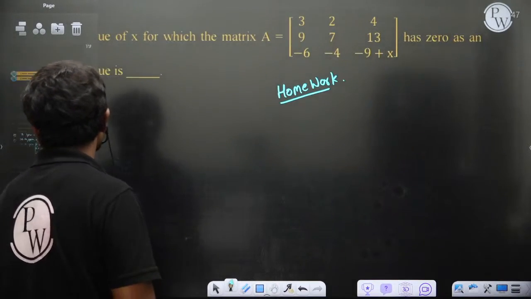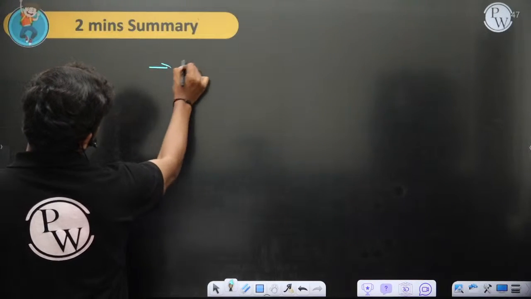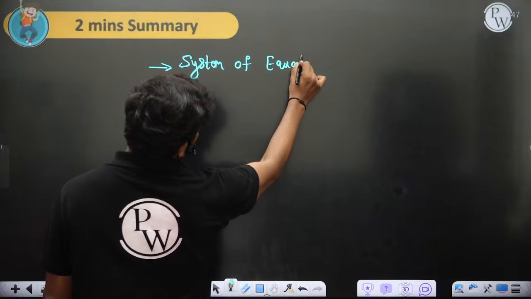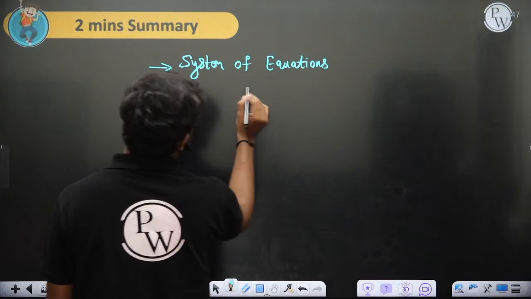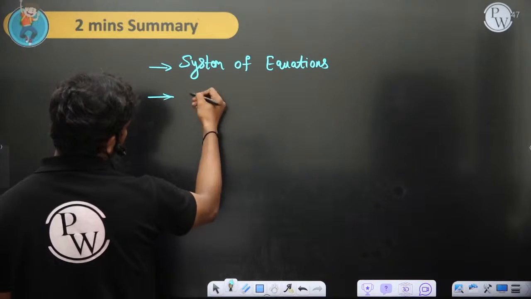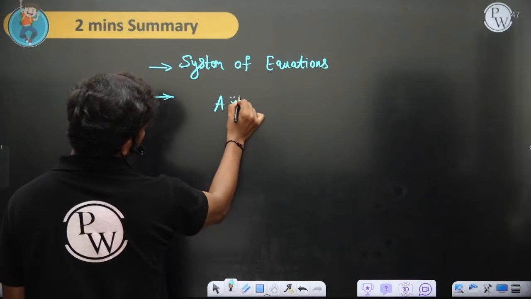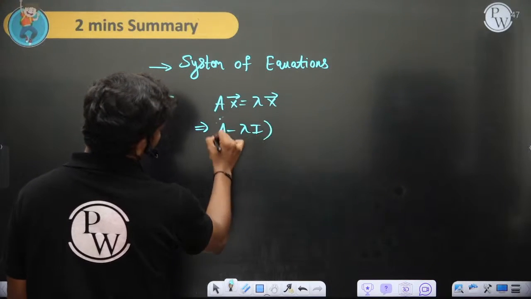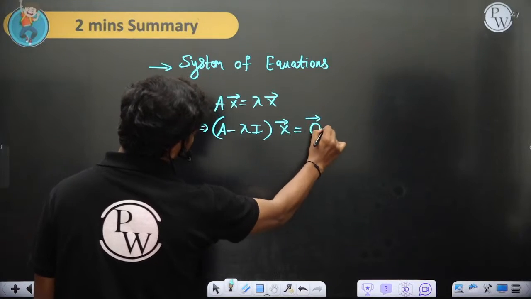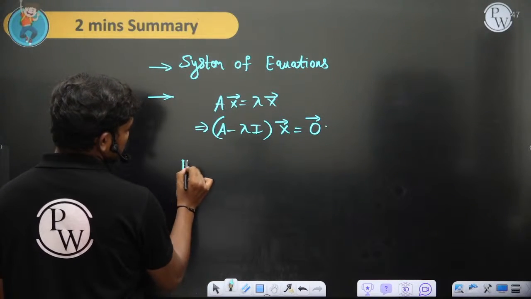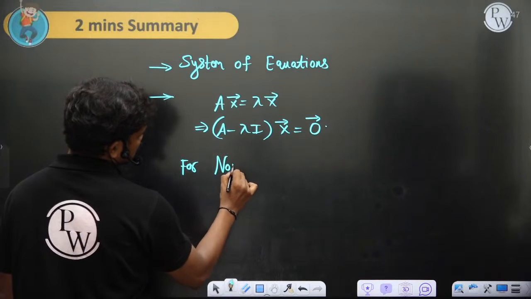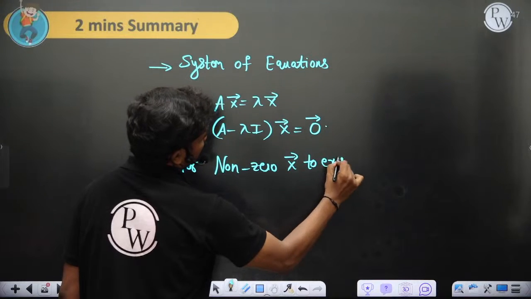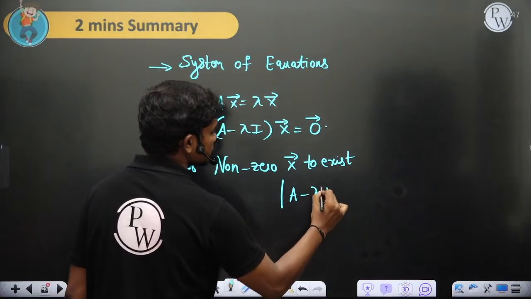Today we have majorly talked about system of equations, and also we have worked on the concept of eigenvectors that I have introduced. Basically you will have a system which is (A minus lambda I) x equal to 0. This is a homogeneous system. So for non-zero x to exist, det of A minus lambda I has to be 0. This is what we have seen.